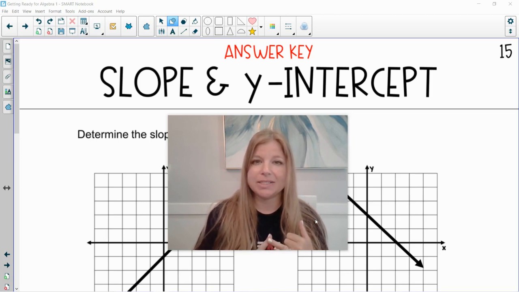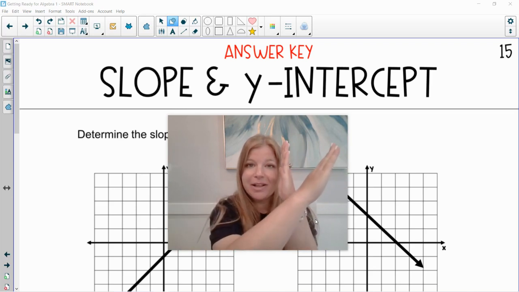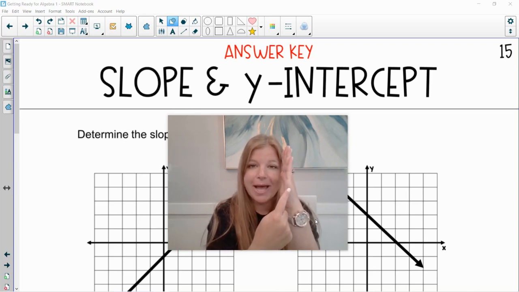Now, before we even get started, I just want to remind you, y-intercept, that's the point where the graph crosses the y-axis. This is your y-axis, your vertical line. The y-intercept is the value where the line actually crosses the y-axis.